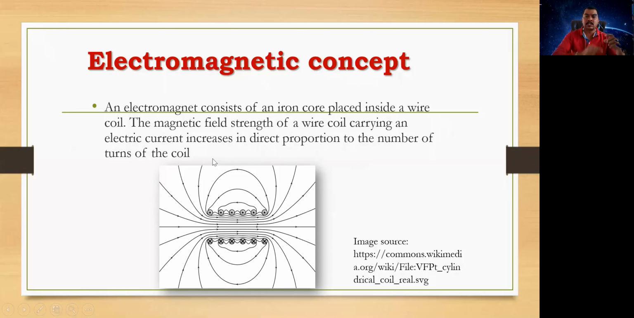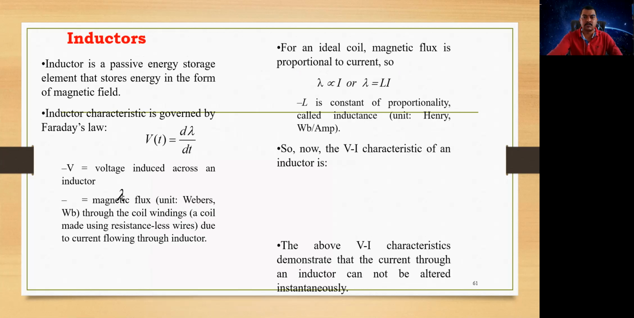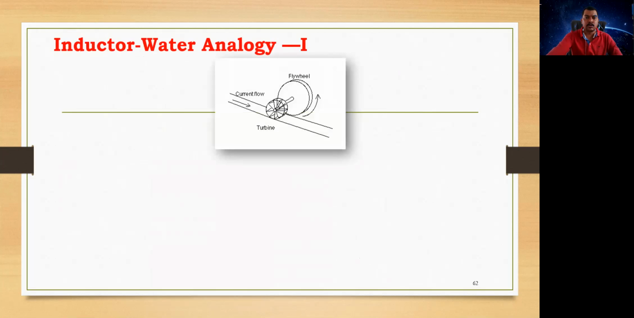As we go on increasing the number of turns on that core or iron piece, the magnetic field also gets increased. That is the crux of the electromagnetic concept. Remember this: whenever we have a coil and we put an iron core inside that coil, that iron piece becomes a magnet. This is the basic concept of the electromagnetic field. Now, another concept of the electromagnetic field: we have studied inductors, and we have studied this in very depth. So we have completed all this.